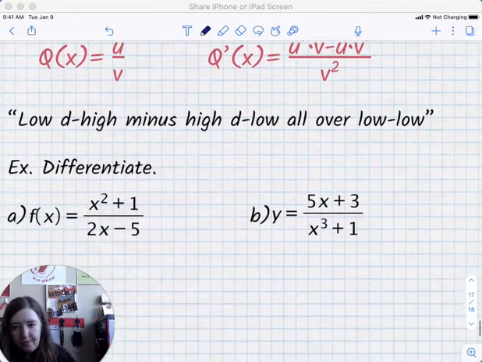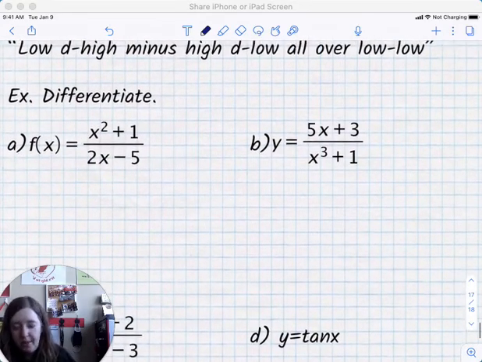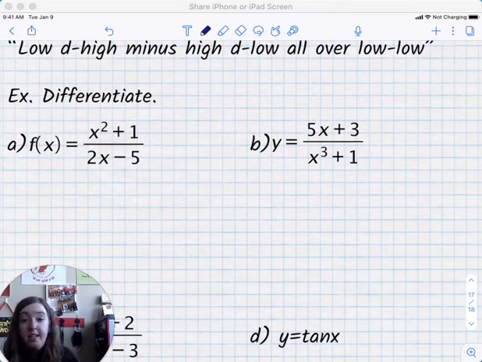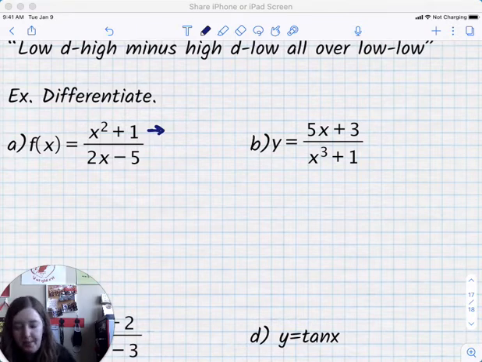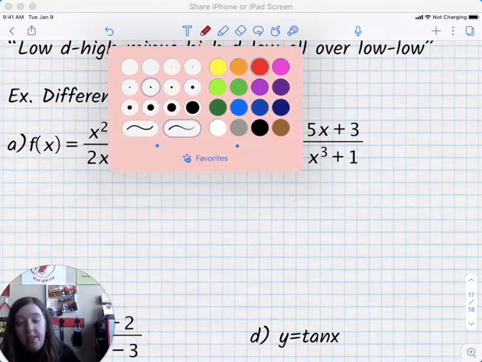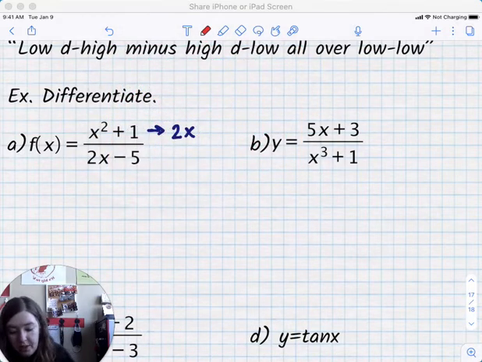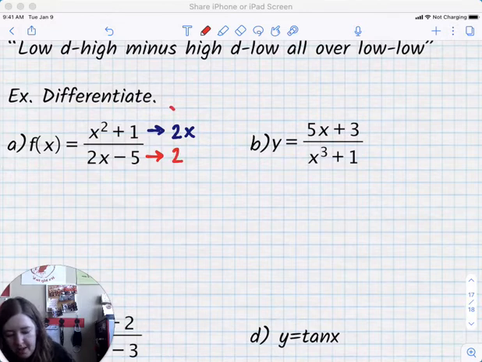So let's take a look at this first one. What I'm going to do first is figure out what my derivatives are. The derivative of the top, that x squared plus 1, is going to be 2x. Then on the bottom, the derivative of 2x minus 5 is just 2. These are my derivatives.